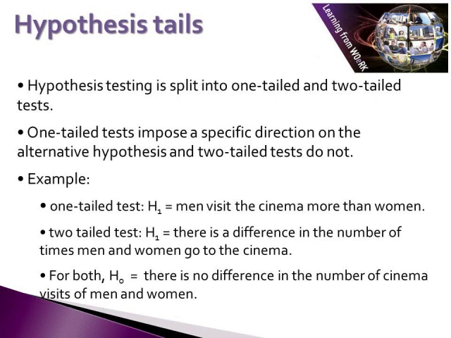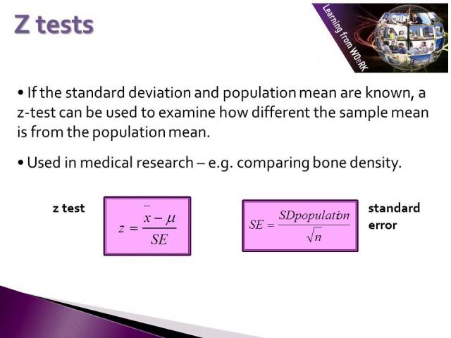So thinking about hypothesis tests, we're going to start off looking at z-tests. If you know the standard deviation and the population mean of the true population, then a z-test can be used to examine how different the sample mean is from the population mean. This is often seen in medical research in, say, for example, examining bone density, body mass index, or the white blood cell count of a sample of people.